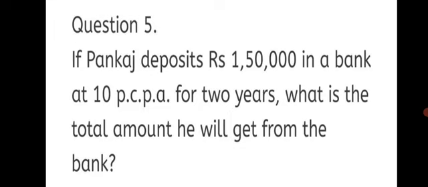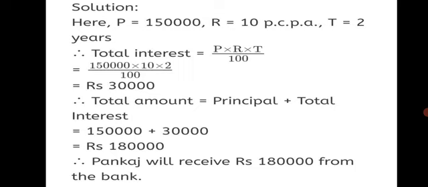Question number 5. If Pankaj deposits rupees 1,50,000 in a bank at 10 PCPA for 2 years, what is the total amount he will get from the bank? So we have to find the total amount. Let's have a look at the solution. P, R and T are given. P is equal to 1,50,000, R is equal to 10 PCPA, T is equal to 2 years.